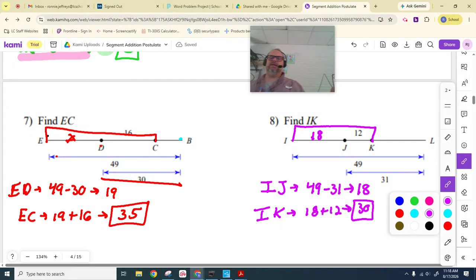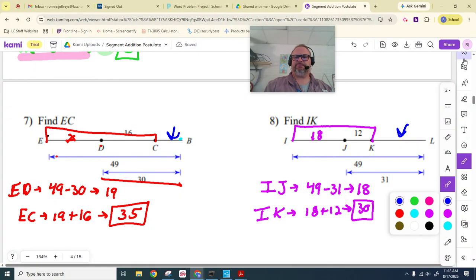Now, how many of y'all got caught trying to solve, like you tried to find this and you tried to find that? Okay, I did too. I found it and then realized I didn't need it. It happens. You're human. I don't teach robots.